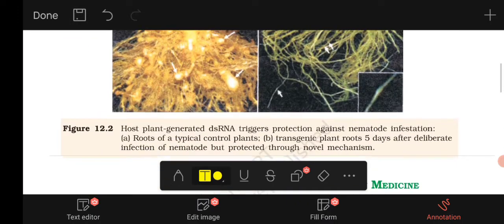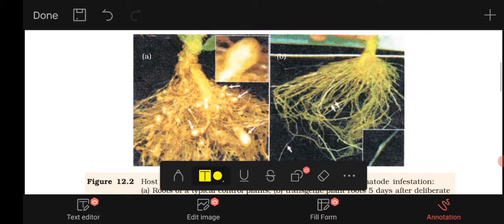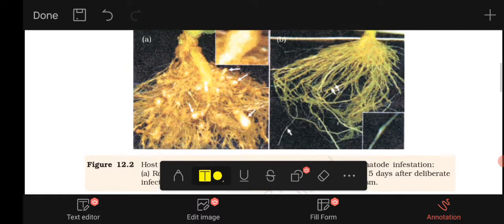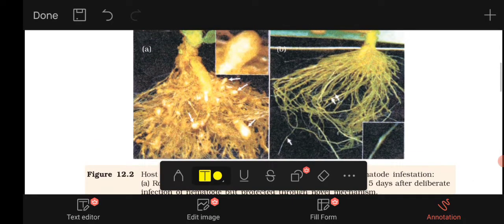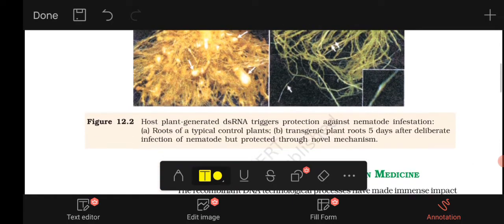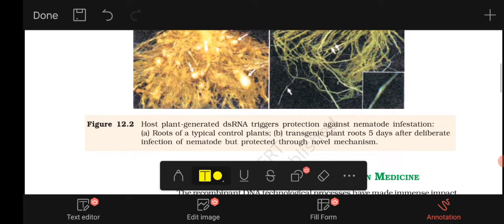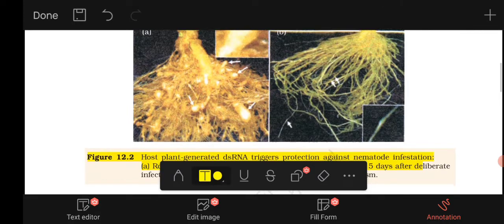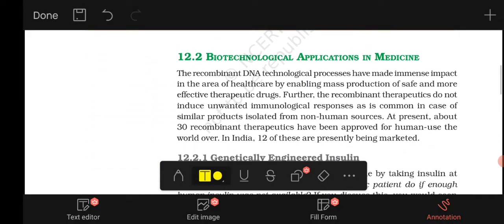Okay, so in this image you can see clearly that the roots of tobacco plants are infected, and in figure B there are no such infections seen. So in the second figure there is RNA interference, that is, transgenic plant roots 5 days after the deliberate infection of nematode, but it got protected through the novel mechanism which is present in all the eukaryotes as a method of cellular defense.